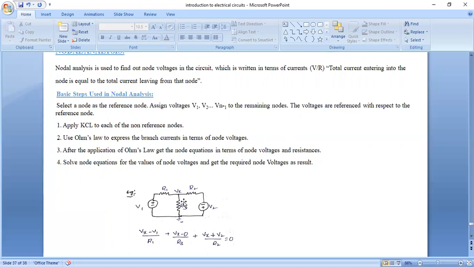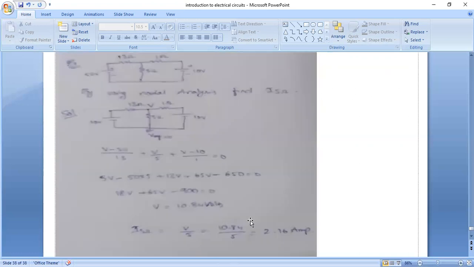Next, apply KCL for this node. So (Vx minus V1) by R1 plus (Vx minus 0) by R3 plus (Vx minus V2). Here, the source is negative to positive, so we get minus of minus V2, that is plus V2, by R2, that equals 0. After solving this equation, we will get the voltage value.